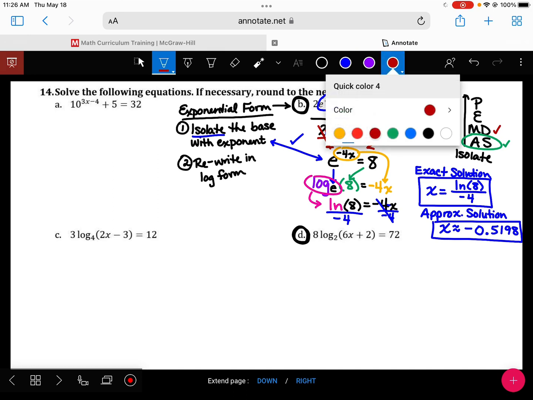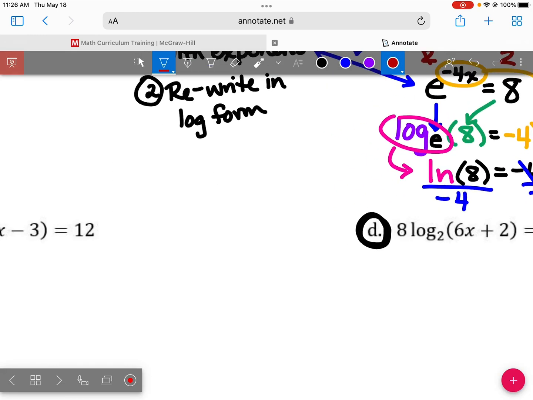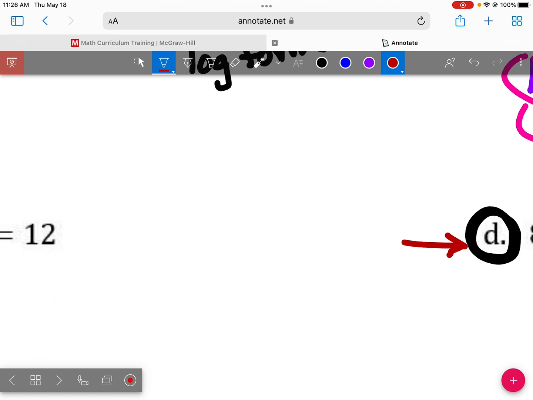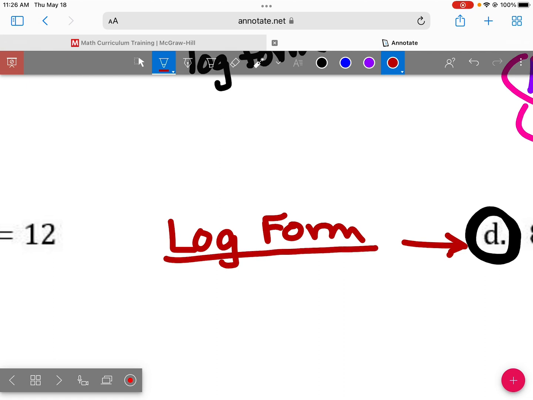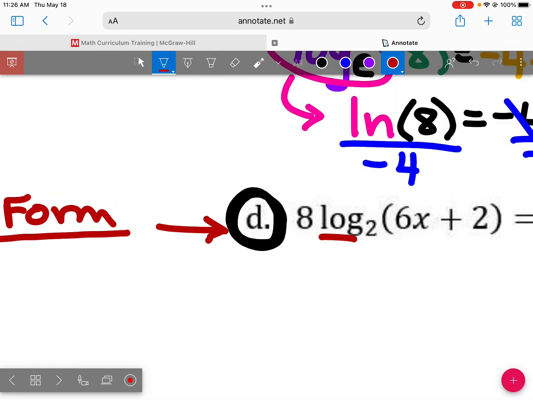Part D. What form is Part D written in? Exponential form or log form? Yes, this is in log form. The one up above was exponential form. It's something with an exponent on it. This one's log form because it says log.